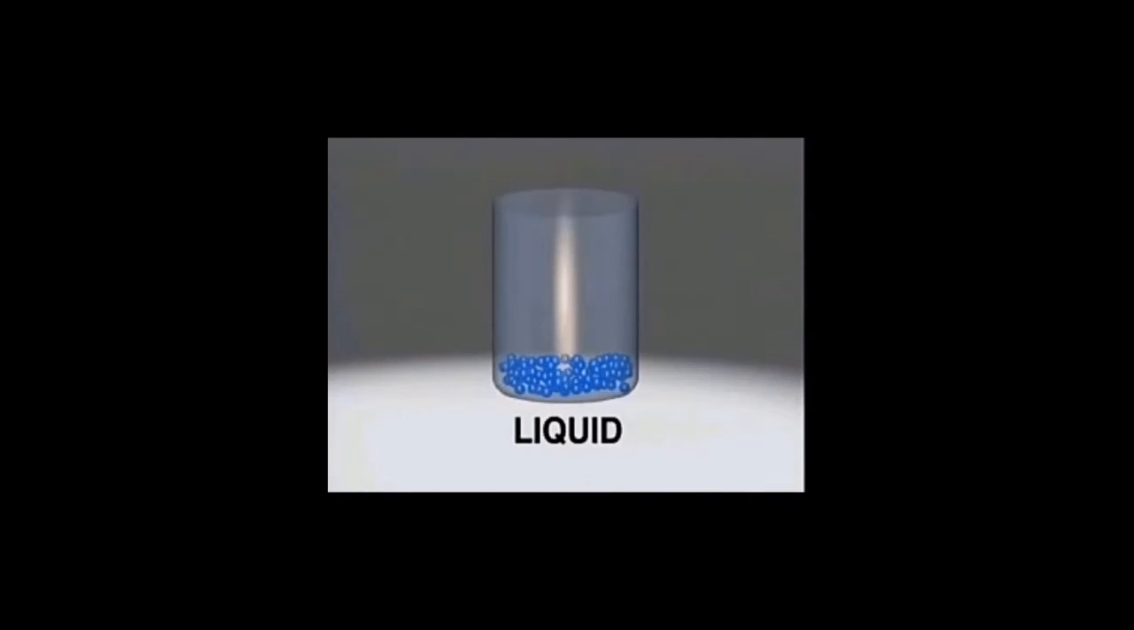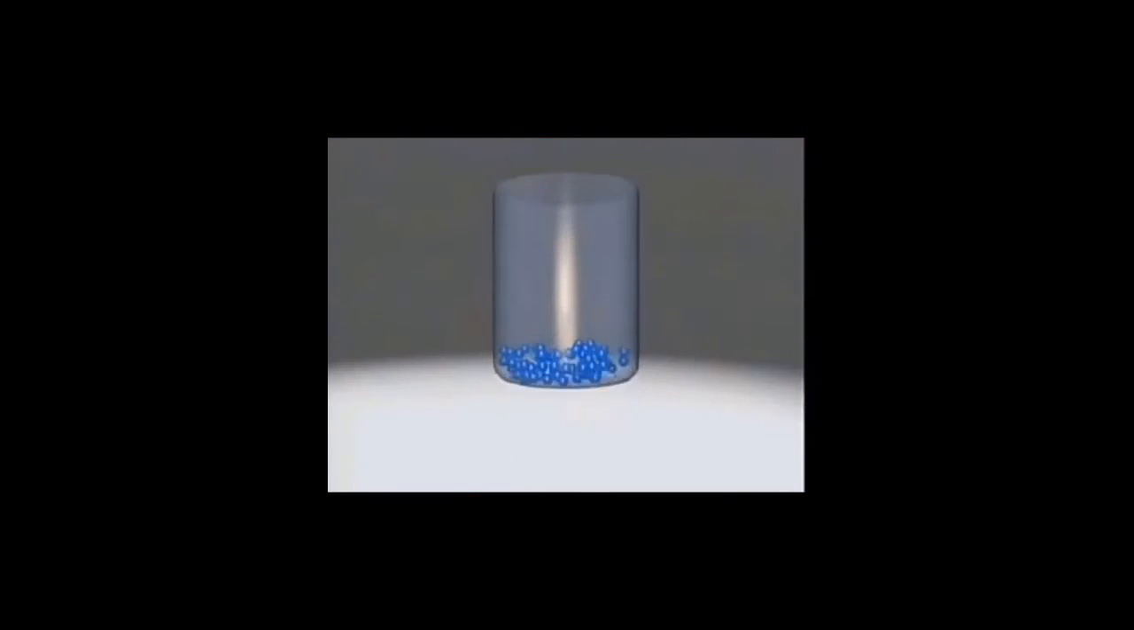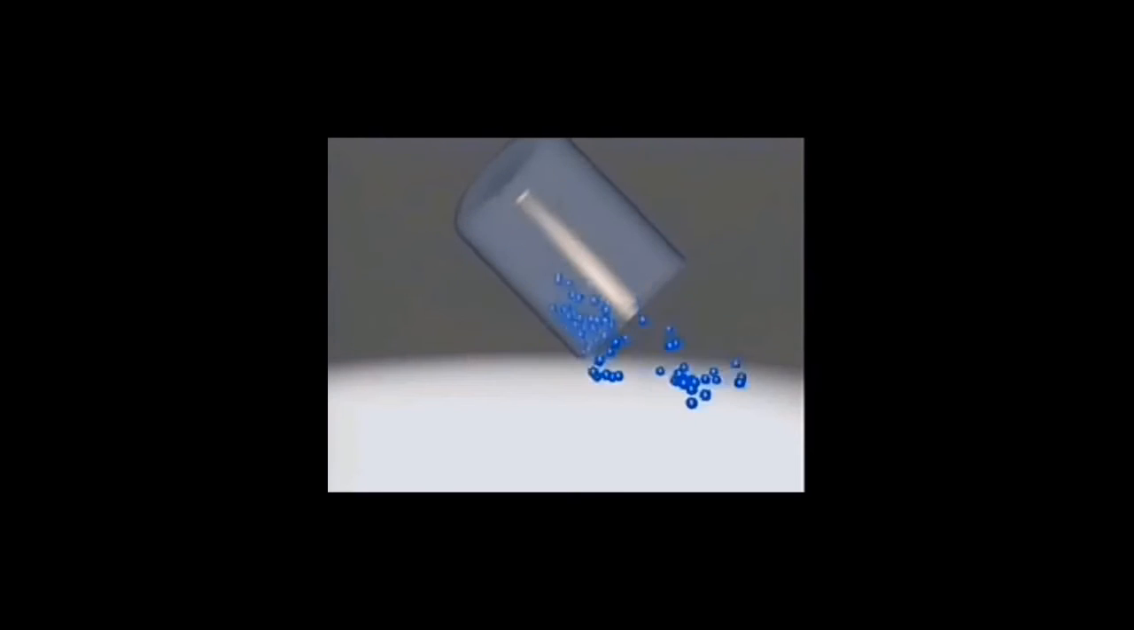Liquid has definite volume and mass but has no definite shape. Its molecules are loosely arranged but still close together. This is why they can move around and allow molecules to flow.